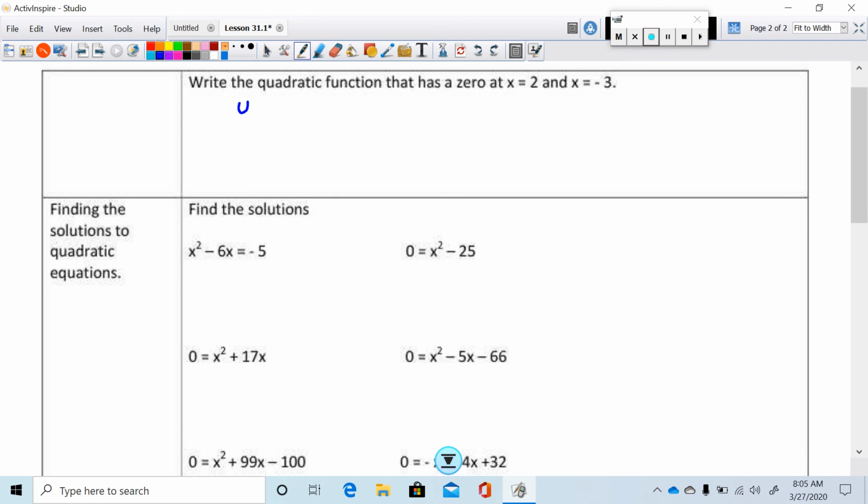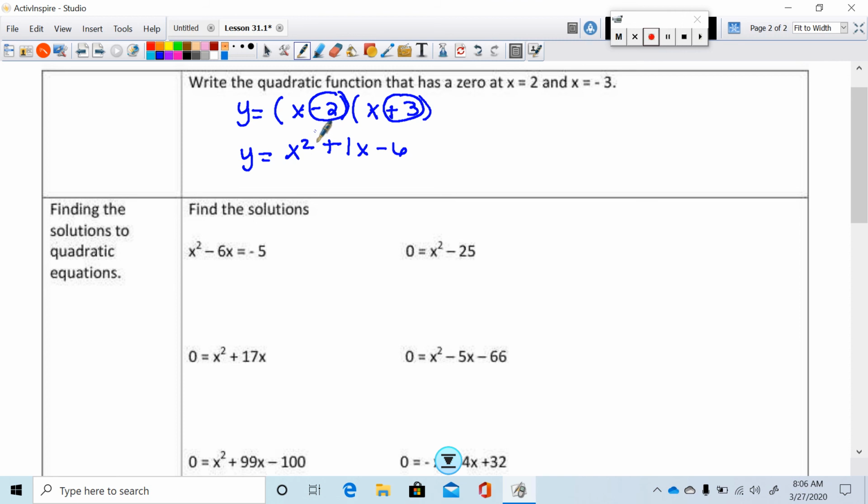Let's say we have y equals, you put parentheses x, and like I said before, you do the opposite. So the opposite of +2 is -2. And the opposite of -3 is +3. So y equals x times x is x squared. And then I take these two numbers and I add them together. So 3 take away 2 is a +1. And then you multiply them. -2 times 3 is -6.